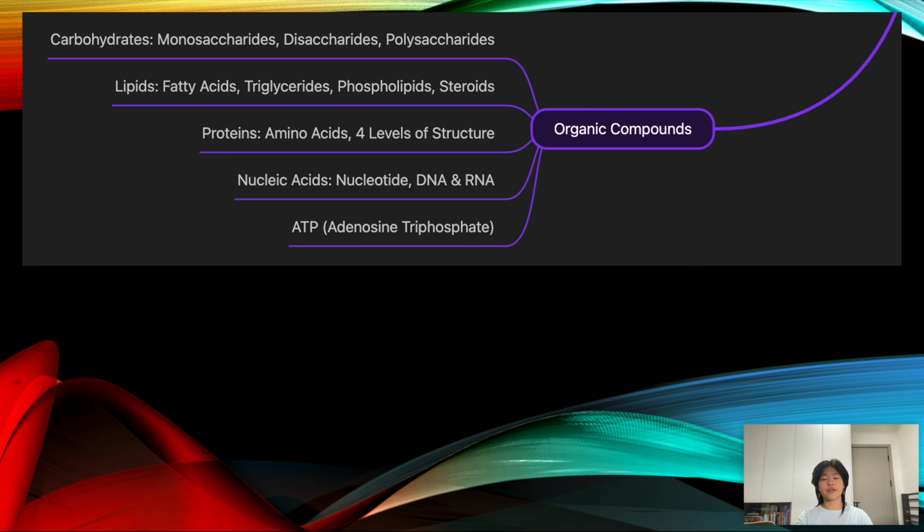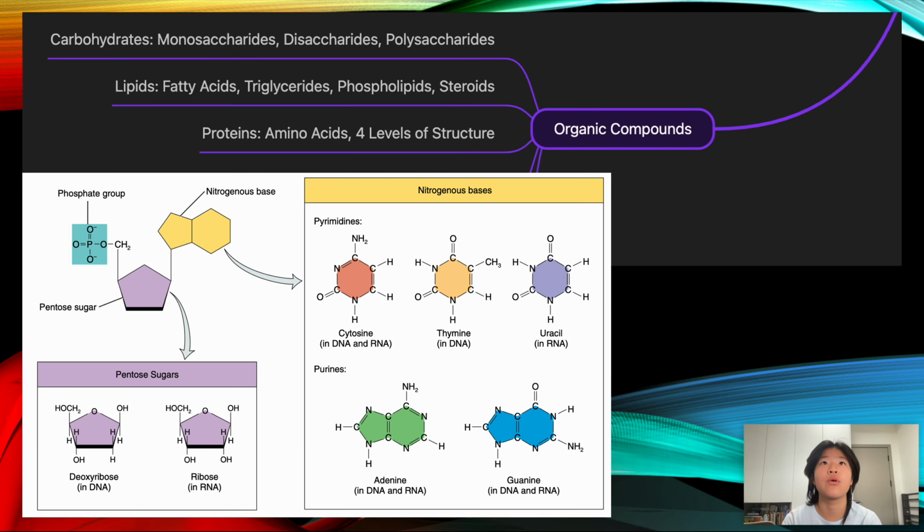Then we have our nucleic acid. The monomer of a nucleic acid are nucleotides, and this macromolecule does not give us any energy. It is important. It holds our genetic material. So let's take a look at what our nucleotides look like.